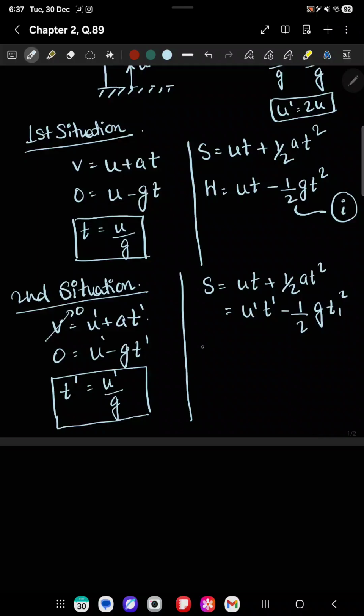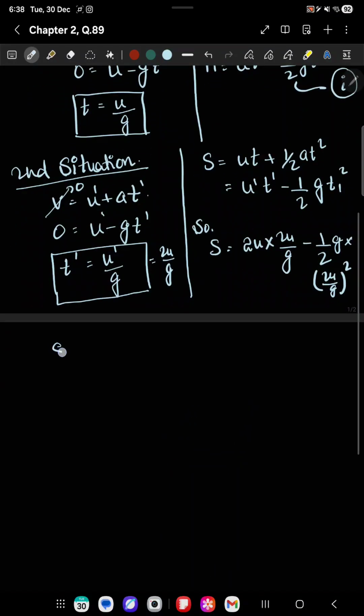So here s will be u dash, which I am putting as 2u, times t dash, which we have already calculated as u dash upon g, and u dash we again can put, so this will be 2u upon g. So I am putting s equals 2u into 2u upon g, minus half g into 2u upon g, its whole square. So I am solving this equation here.